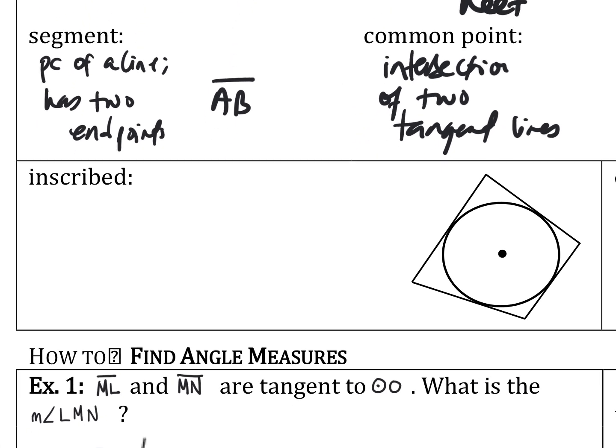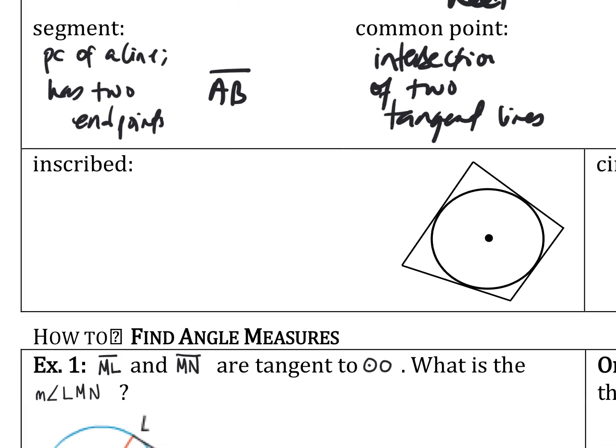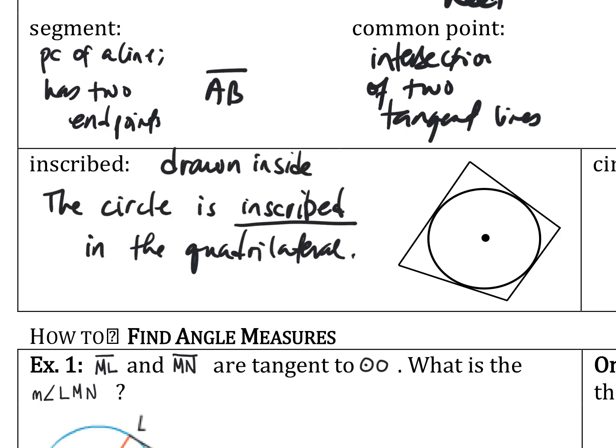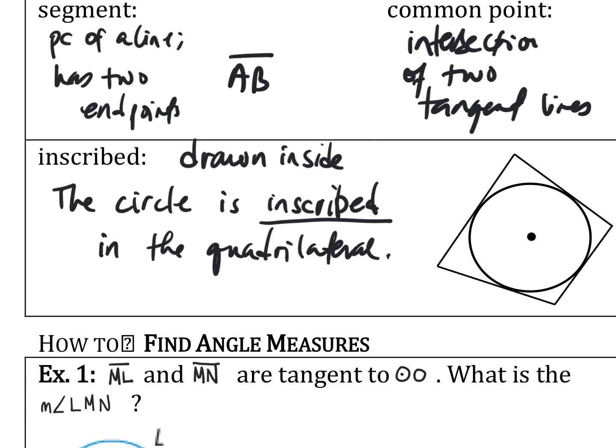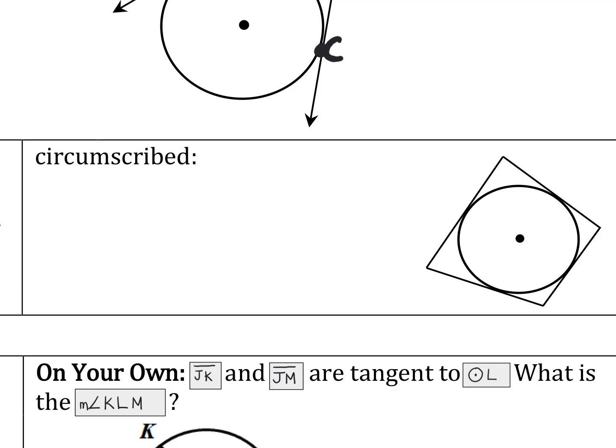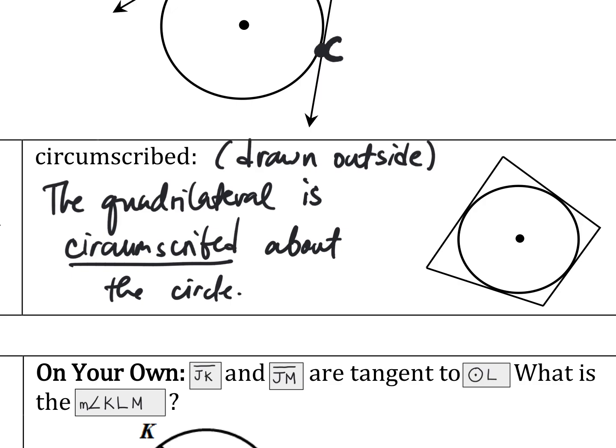The next word I would like to focus on is inscribed. Inscribed means it is drawn inside. So, since it is drawn inside, the circle is inscribed in the quadrilateral. The next word is circumscribed. This means it is drawn outside. The quadrilateral is circumscribed about the circle.